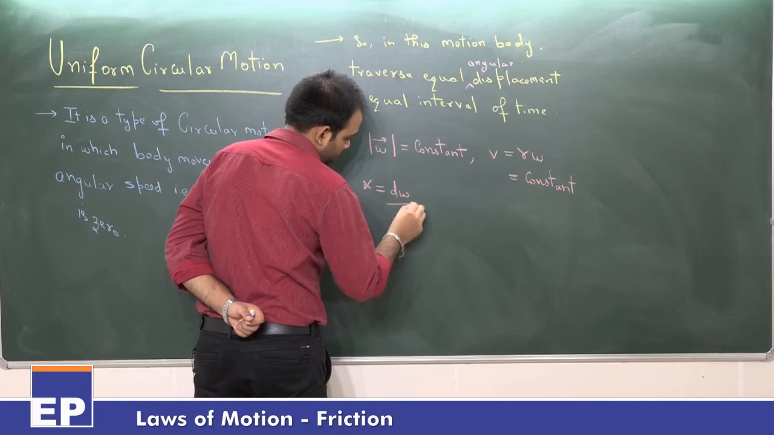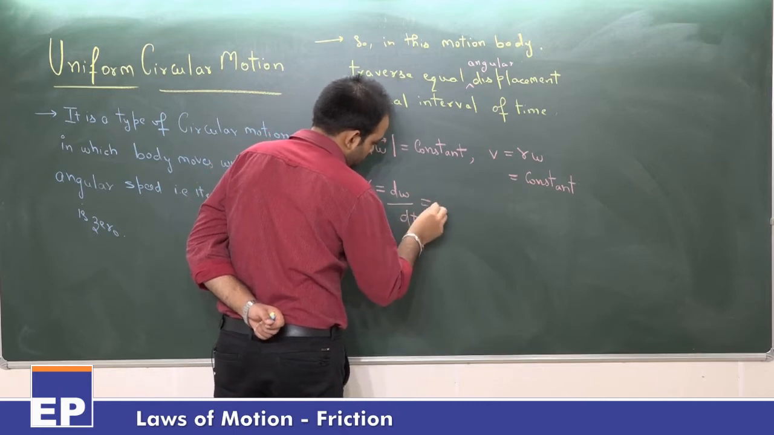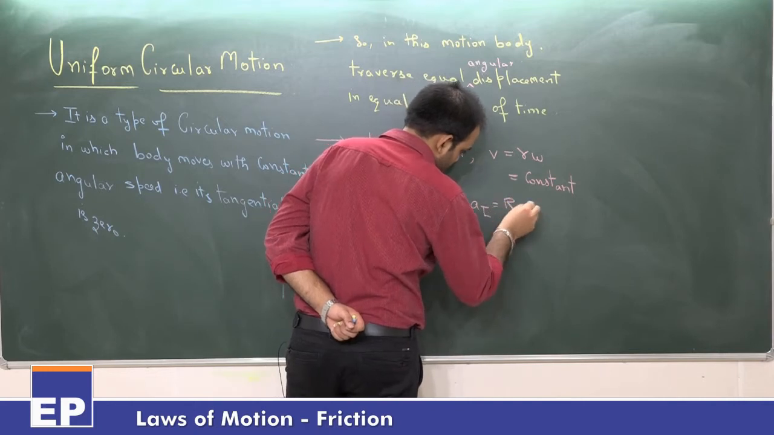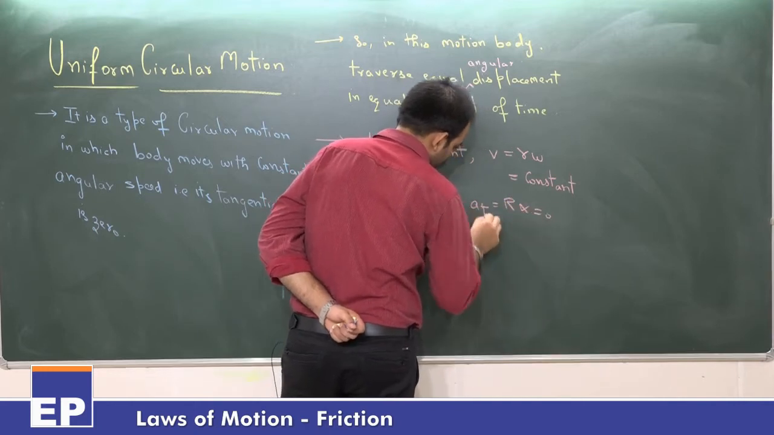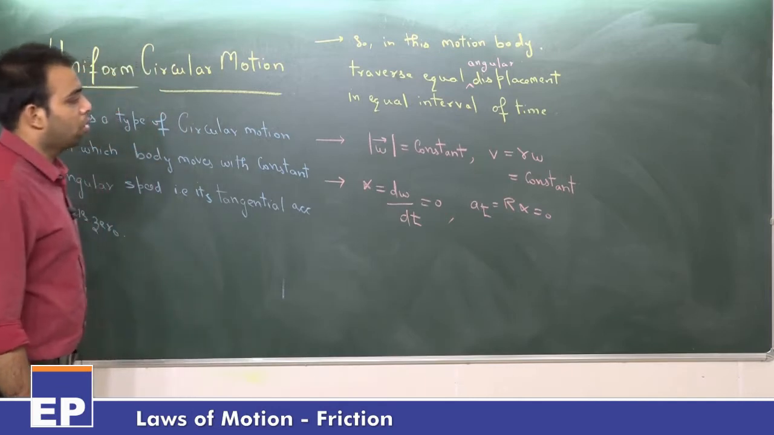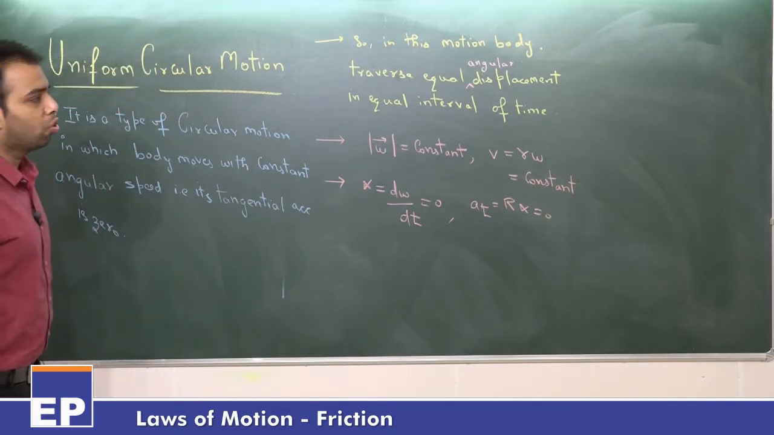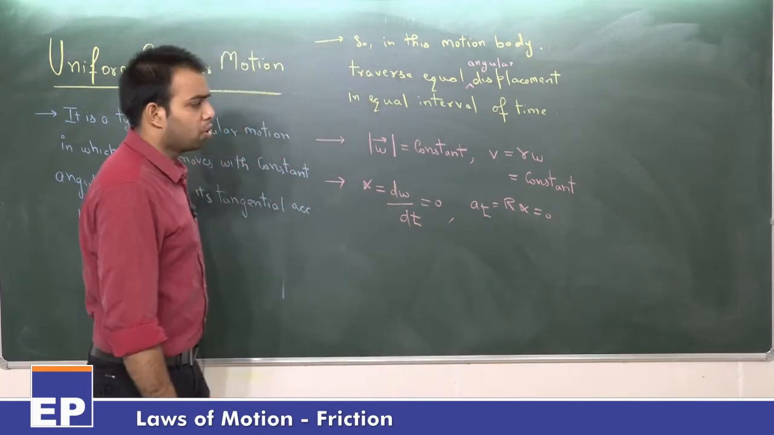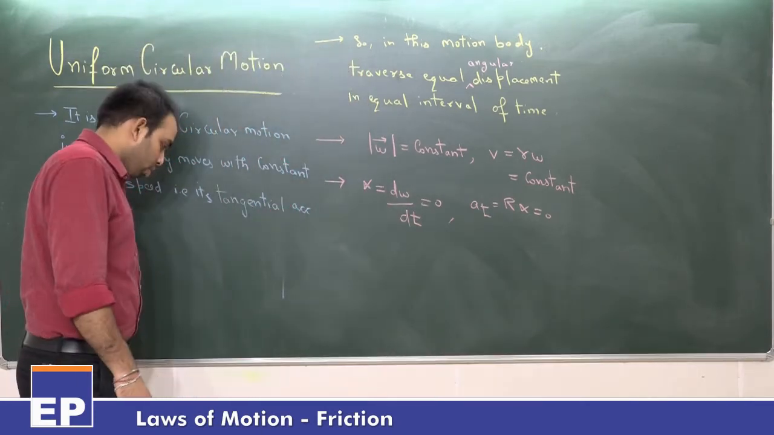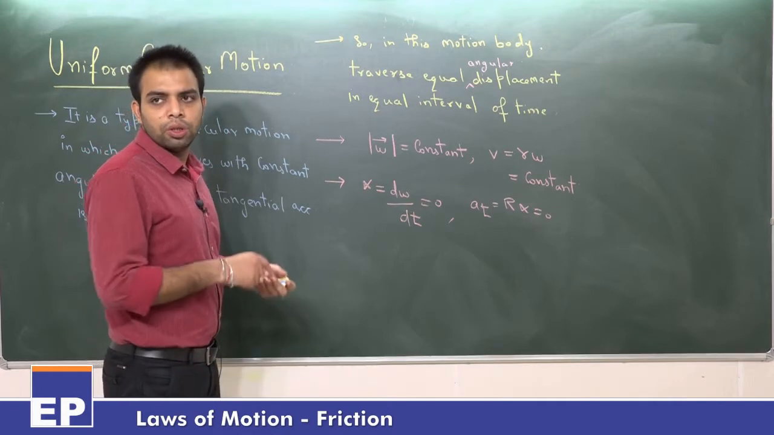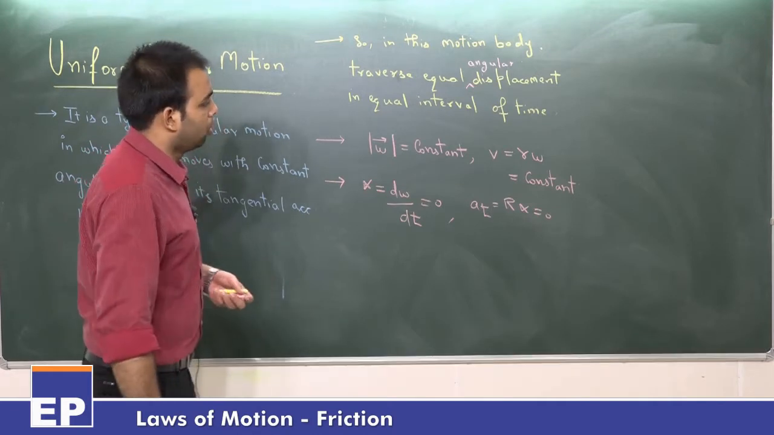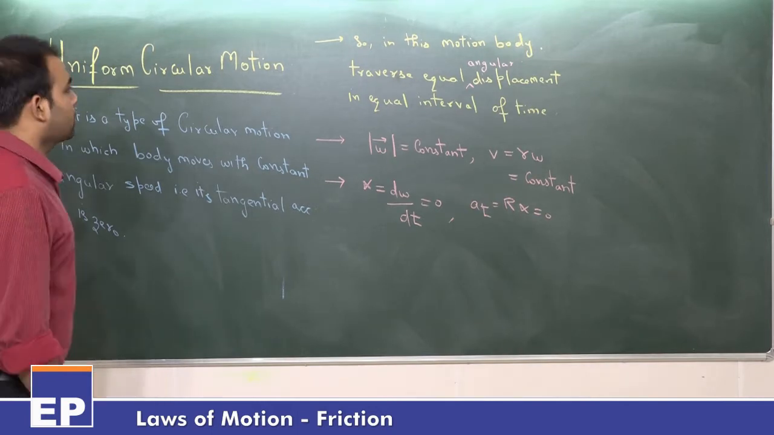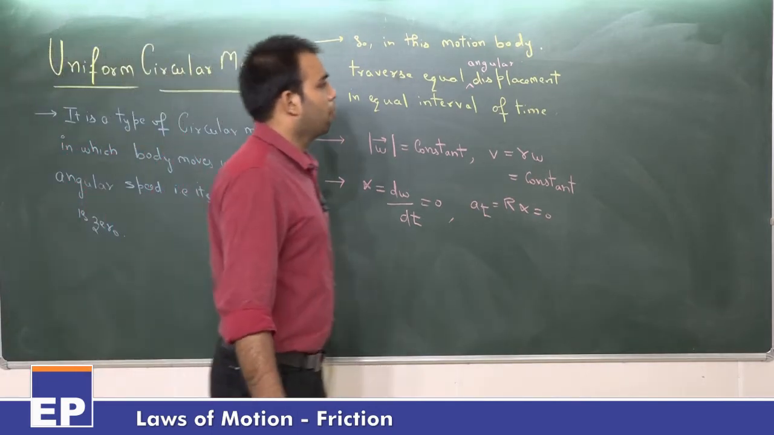Now we can also say, ओमेगा अगर कांस्टेंट है तो अल्फा इज d omega by dt, that is 0, and at is R alpha, that is also 0. Right? So both these quantities are 0 if the magnitude of the angular velocity is constant. Is it clear? So this type of circular motion is called uniform circular motion.